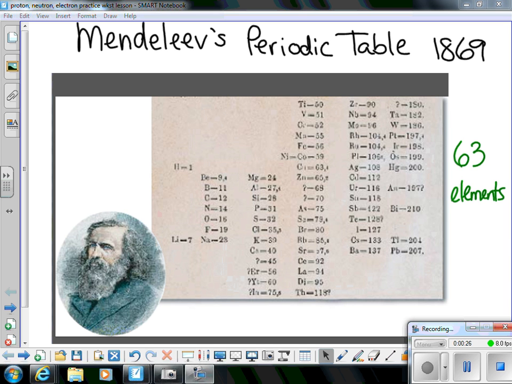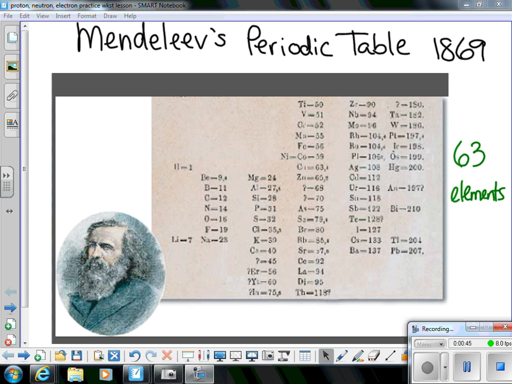Okay? First, I'm going to show you Mendeleev's periodic table from 1869. There were only 63 elements that they knew about at that particular time. Scientists to this day are still discovering new elements. Okay, we haven't discovered everything yet.